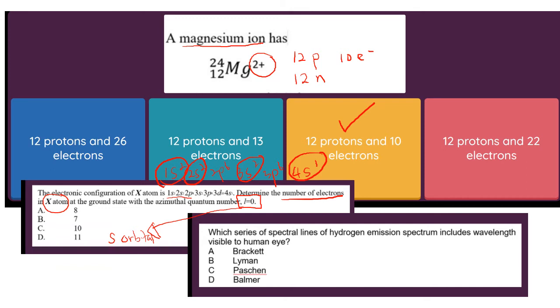Element X contains 7 electrons with the azimuthal quantum number l equal to 0.